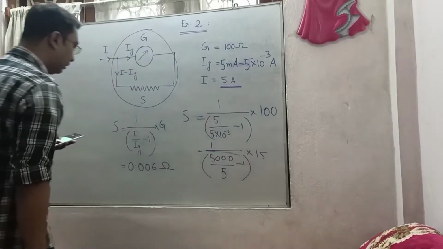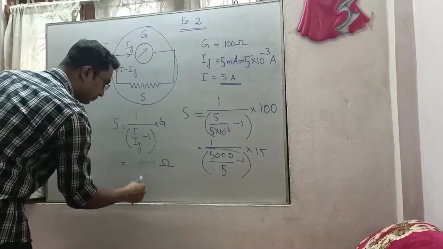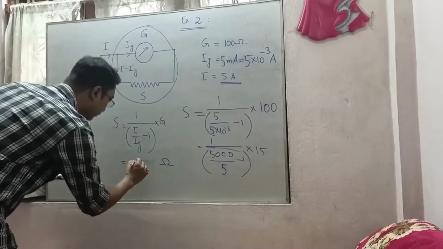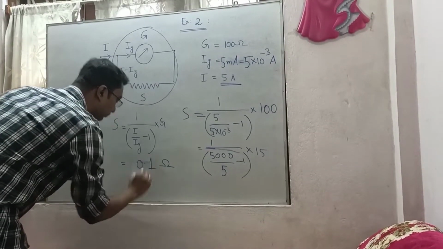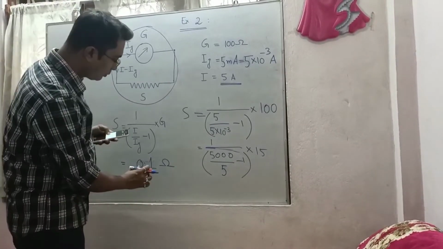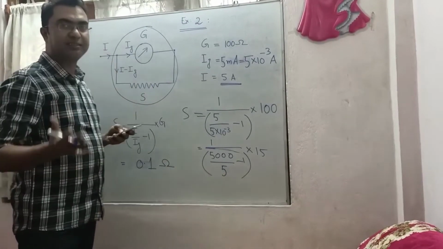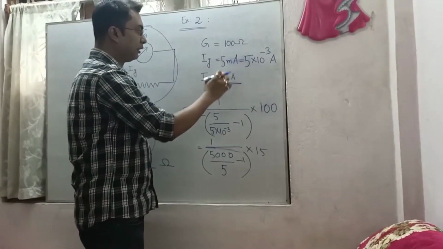100 by 999. So if we do the calculation, very simple one, we shall get an answer of 0.1 ohm. So the answer is that in this case we have to connect a very small resistance of 0.1 ohm in parallel with the ammeter to increase its range from 5 milliampere to 5 ampere.